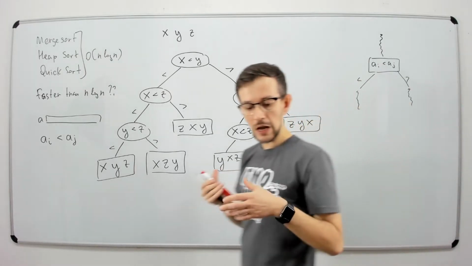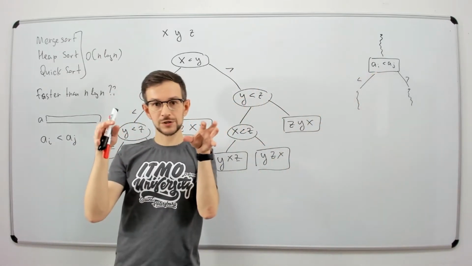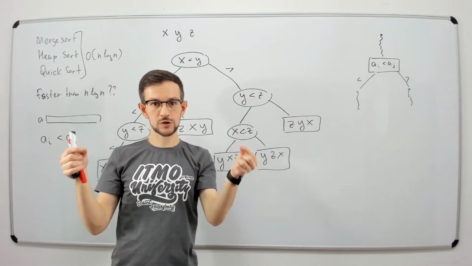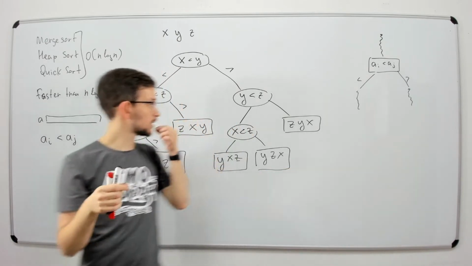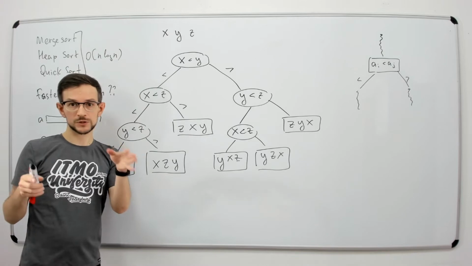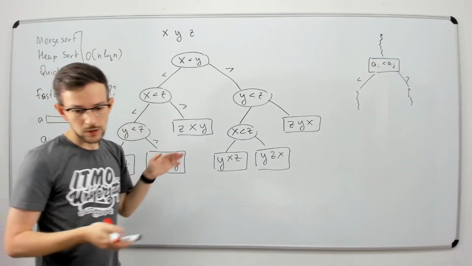So any comparison of 2 elements will create 2 branches. Like if it is greater, we go here. If it is less, we go here. So for any sorting algorithm, we can build a tree like this. Now let's look at this tree.